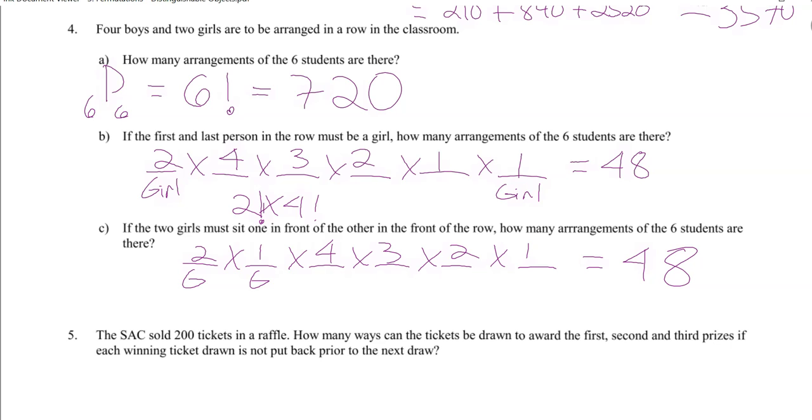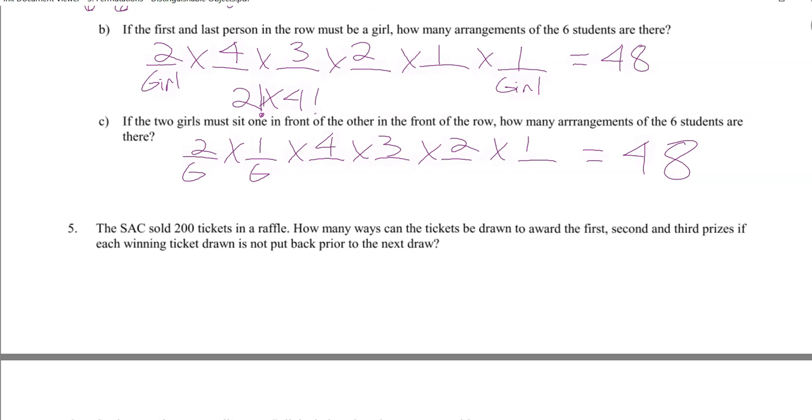Whether they're at the end of the row, at the beginning of the row, or in the middle, it's all 48 different arrangements out of the 720, right? Remember, there's 720 total. 48 of them have the girls on either end. 48 of them have the girls in the first and second place, and so on.